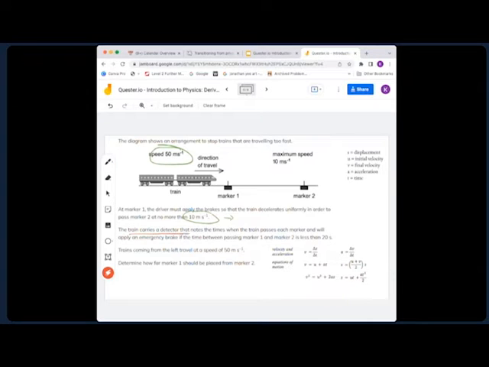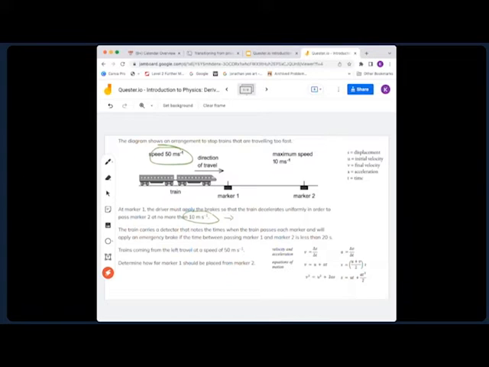Now the train carries a detector that notes the times when the train passes each marker, and will apply an emergency brake if the time between marker 1 and marker 2 is less than 20 seconds. Trains coming from the left travel at a speed of 50 meters per second. So determine how far marker 1 should be placed from marker 2.